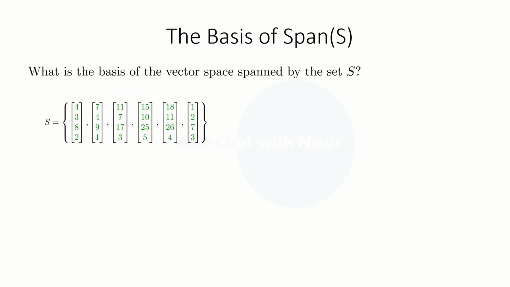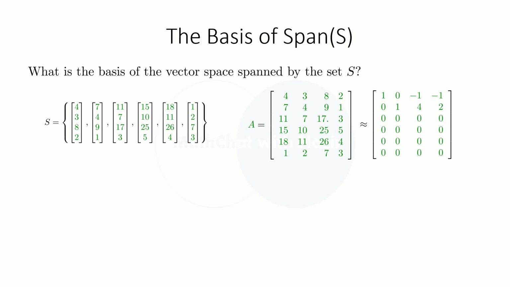The last topic of this video is about finding the basis of the span of a subset S of Rn. Suppose a subspace of Rn is spanned by a set S. S may not be the basis. Let us see how we can find the basis of the subspace spanned by S. Step 1. Arrange the vectors as rows of a matrix A. Step 2. Convert the matrix A into echelon form or reduced echelon form.